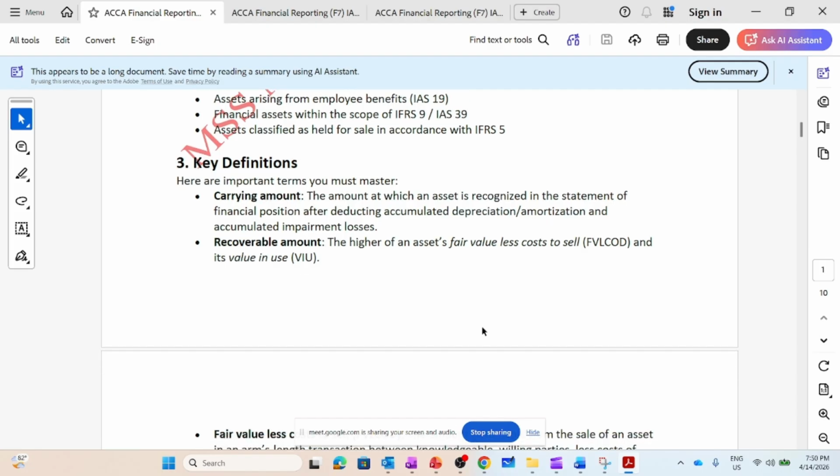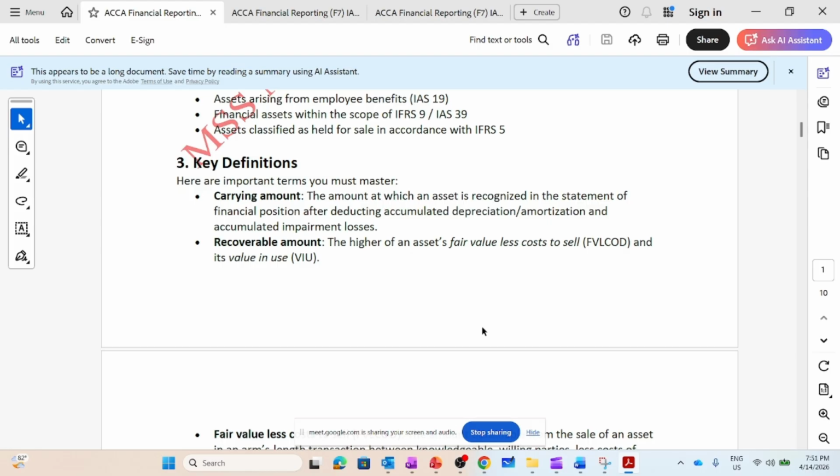So now we need to know some few definitions, because when we are talking about impairment, if the carrying value is greater than the recoverable value, then it is a clear indication that there is an impairment. The asset has been impaired. The value of the asset has significantly reduced.